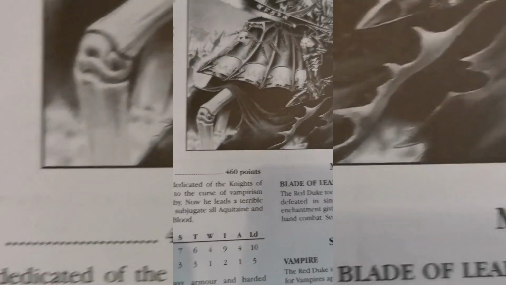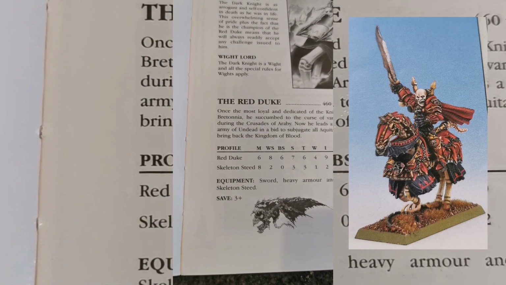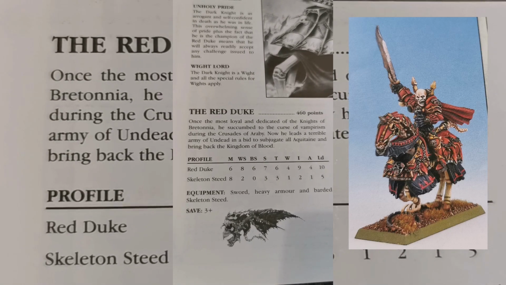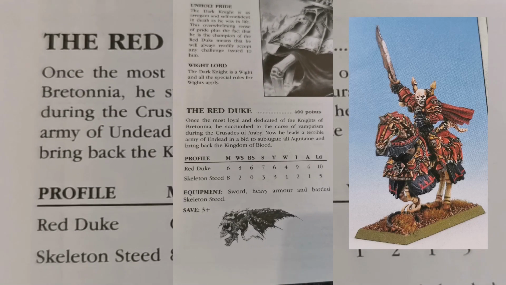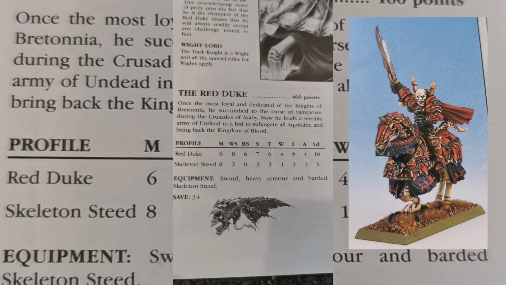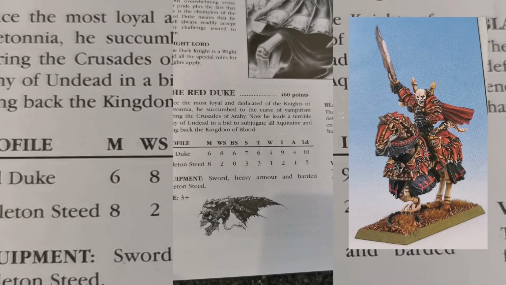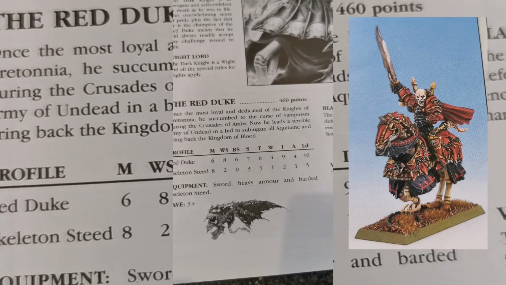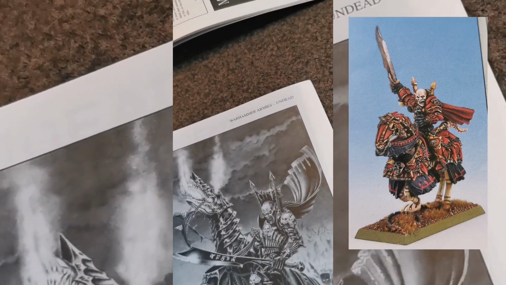And then the Red Duke, who is a massive 460 points. Once the most loyal and dedicated knights of Bretonnia, he succumbed to the curse of vampirism during the Crusades of Araby. Fantastic. So he is Vampire Lord stats by the look of it. Pretty identical. Yeah, I think so. Maybe that initiative's different, but no, I think that's probably right. So Vampire Lord stats.